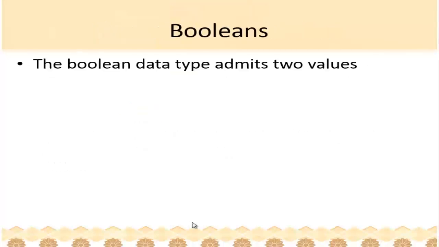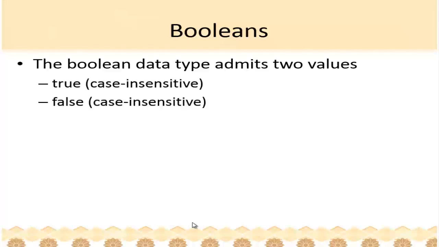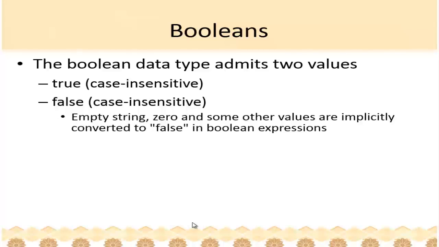Now let's come back to the Boolean type. There are two values, true and false. They are case insensitive, which means you can type them all in caps, all small case, or a mixture. Anything is true, anything is false, without the double quotes. If you directly write true and false, it just means that it is true and it is false.